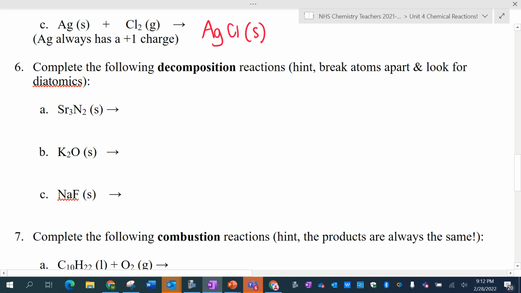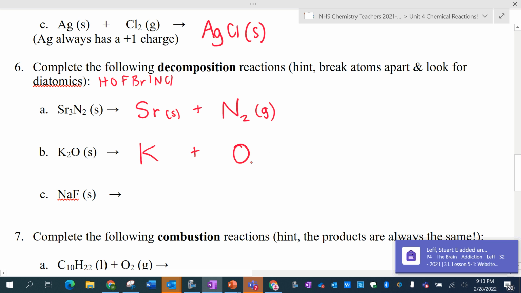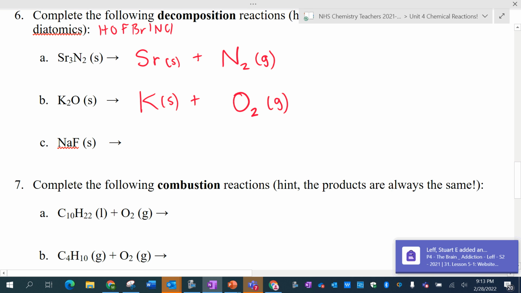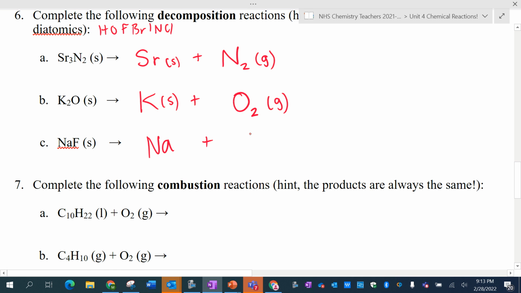Okay, for the decomposition reactions, it says break atoms apart and look for diatomics. Diatomics are Hofbrinkel. So here we would have Sr, solid, plus N, and it's never by itself, so it'd be N2, which is a gas. Next one, we want to break them apart. And then we know O is in Hofbrinkel. K would be a solid. And then break the next one apart, Na plus F. F is in Hofbrinkel, so that's going to get a 2. And Na will get an S.